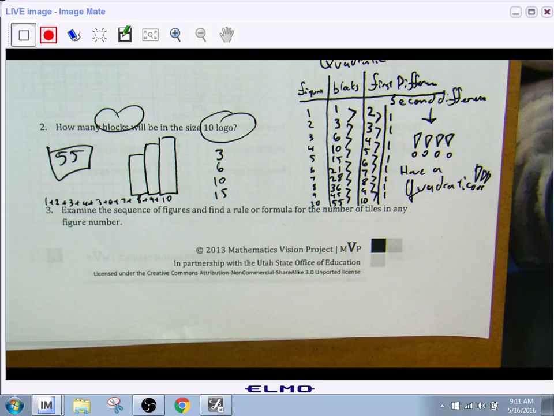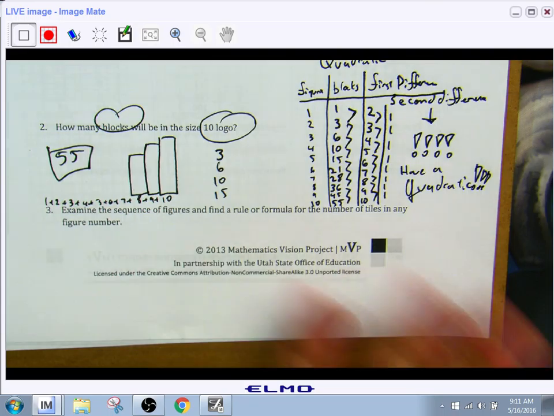Okay? Yeah? Will there ever be common third differences? Yes, there will be. Not in our studies, though. Okay? So sweet. So we've looked at this.